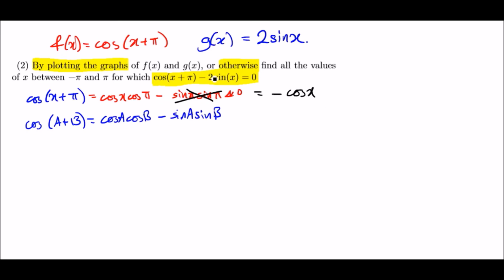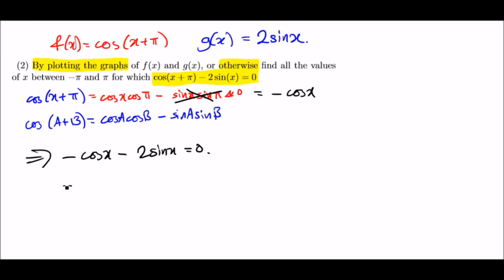So now if we rewrite this entire equation with our new result, we can say that minus cos x minus 2 sine x is 0. The cool thing about this is that if you make one of these the subject, you can rewrite this in the form of tan x, which is great. So let's do this. Let's divide everything by cos x.